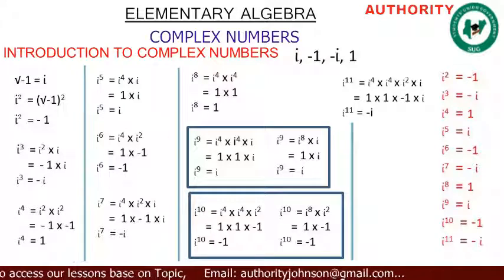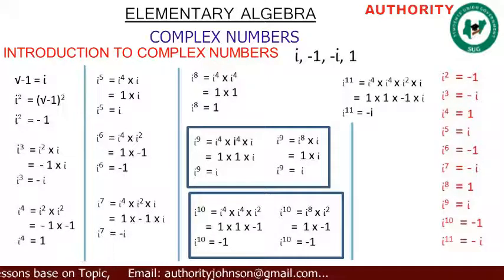So when you have i raised to power 11, it can be written like this: i raised to power 4 times i raised to power 4 times i raised to power 2 times i. Okay, so i raised to power 4 is equal to 1, and i raised to power 2 is equal to minus 1. So we have 1 times 1 times minus 1 times i, which is equal to minus i.